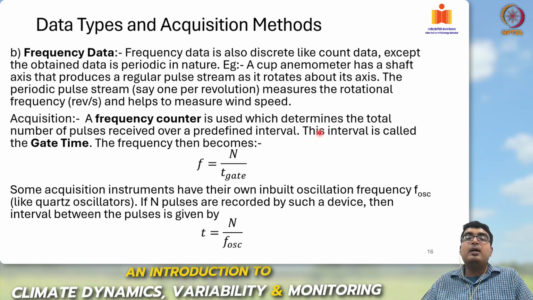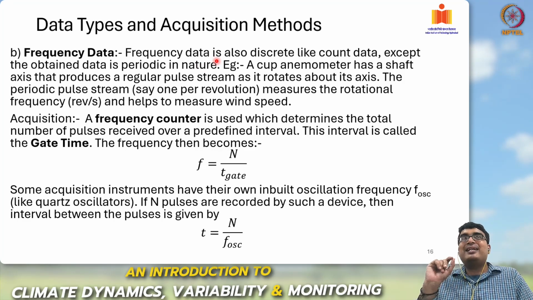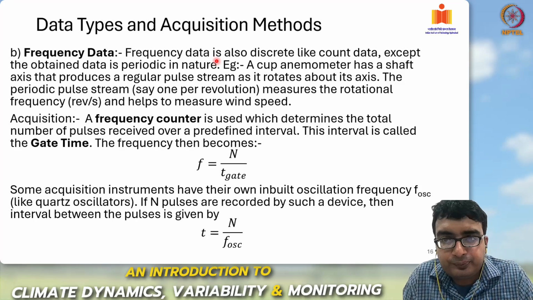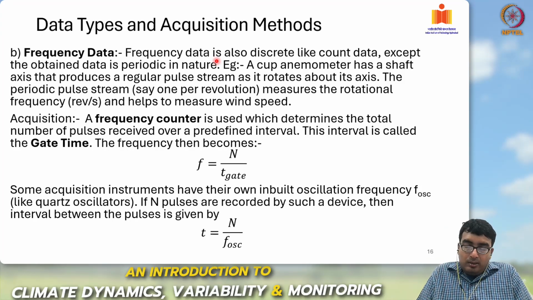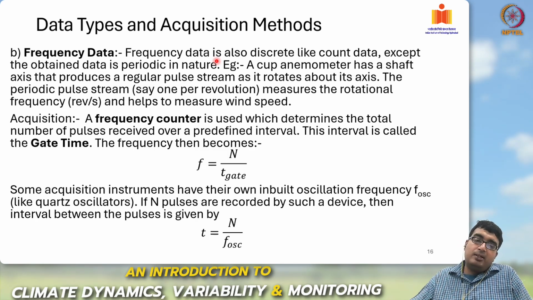Another discrete data type is the frequency data. Frequency data is also discrete like count data, except that the obtained data is periodic in nature. So the bucket tipping of a rain gauge is aperiodic. There is no fixed period over which it is supposed to happen.